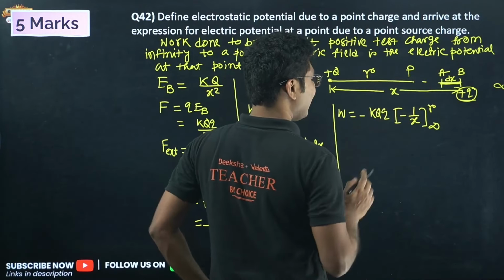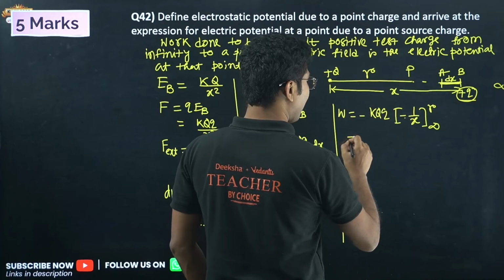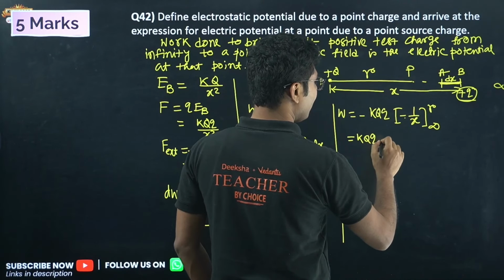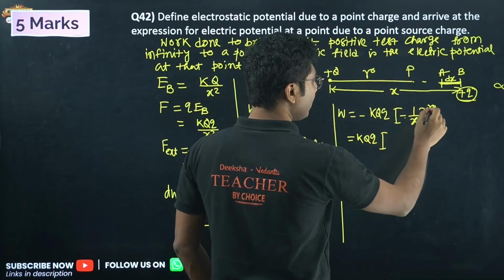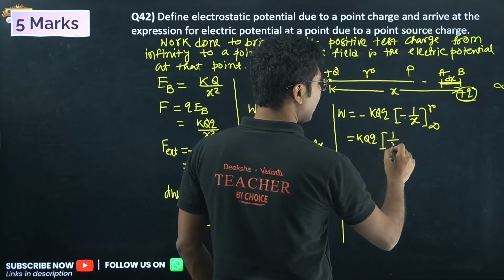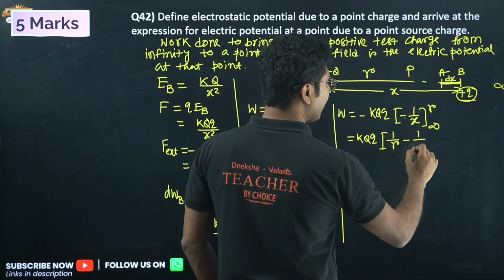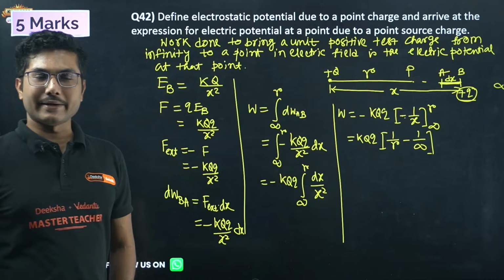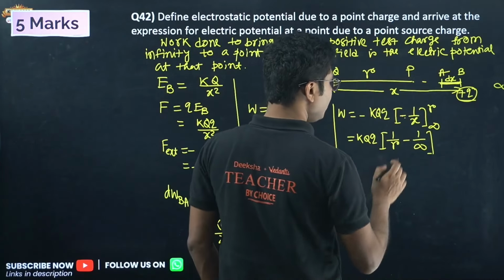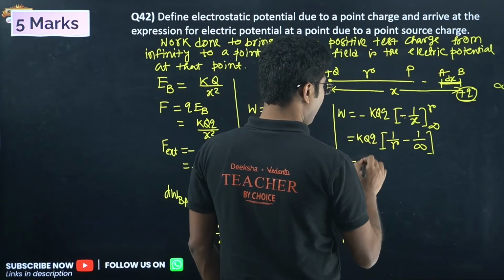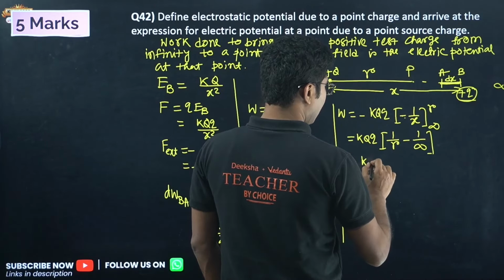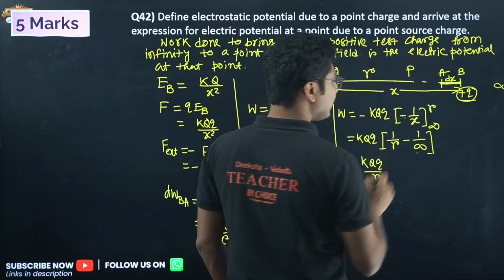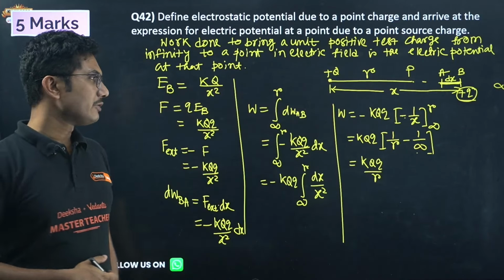Now, so this is 1 by x. So minus can be taken common, minus minus plus. So we get k capital Q small q. And now first of all we have to put the upper limit, that is 1 by r, minus 1 by lower limit, that is 1 by infinity. This minus is already taken care of as a common. Okay. So now k capital Q small q by r. This one is 0, 1 by infinity is 0, right? So this is the work done.